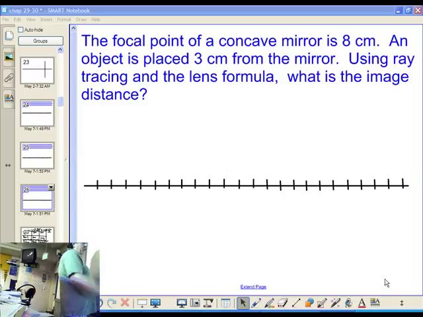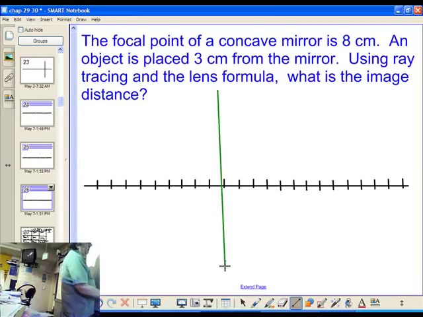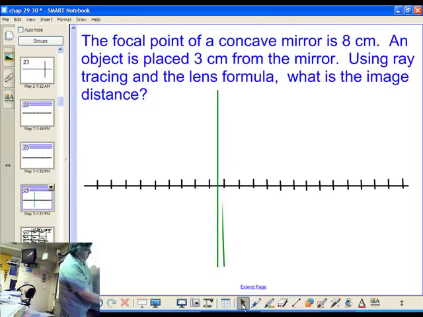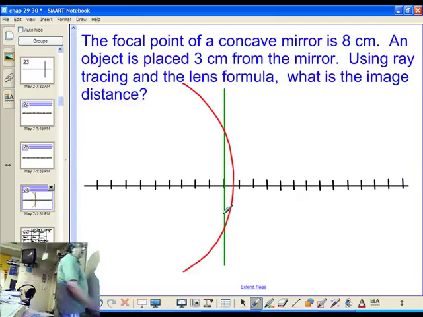Let's take a look at this. Since it is a virtual image, I kind of put the line right in the middle, so that's my line. And I'll just move it. So right there, there's my mirror line. And remember, this is that kind of mirror. It's a concave. So over here, 1, 2, 3, 4, 5, 6, 7, 8. There's my focal point right there from the mirror. 1, 2, 3. So there is my object.